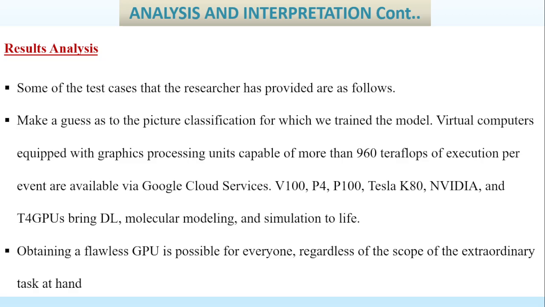Now some of the test cases that the researcher has provided are as follows. Make a guess as to the picture classification for which we trained the model. Virtual computers equipped with a graphics processing unit capable of more than 960 teraflops of execution per second are available via Google Cloud Service. V100, P4, P100, Tesla K80, NVIDIA and T4 GPUs bring deep learning, molecular modeling and simulation to life. Obtaining a flawless GPU graphical user interface is then possible for everyone regardless of the scope of the extraordinary task at hand.